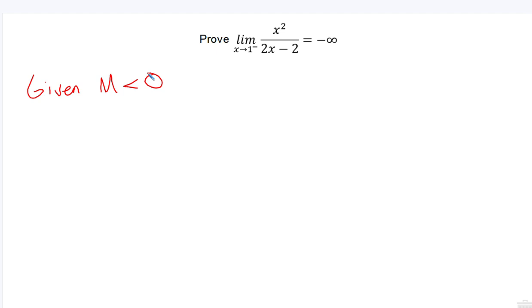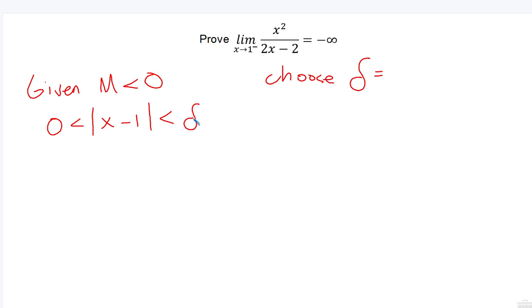So we're going to say, given an m less than 0, we're going to choose a delta, which we're not going to choose yet, but we'll choose it along the way. And now we should know that 0 is less than the absolute value of x minus 1, which is less than delta. But if we think about this, what we've really got going on here is x values that are less than 1, right? Which means that the absolute value ends up being a negative when I pull it out of there.